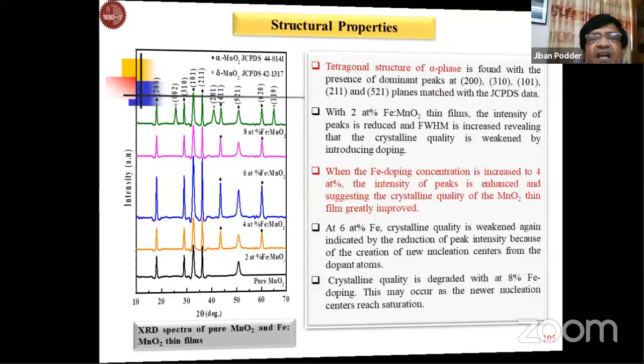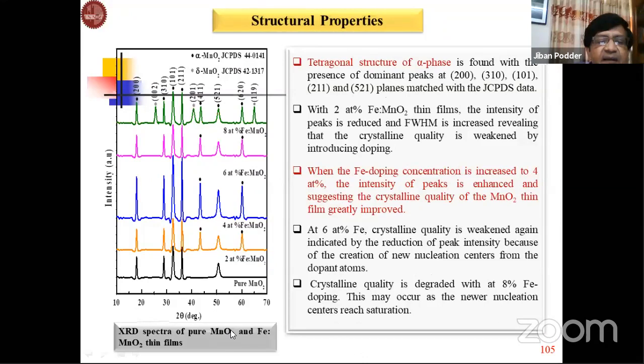In the XRD, these manganese oxides have a tetragonal structure. We calculated the structures and lattice parameters, everything. In the 2% film the peak intensity is reduced, revealing that the crystallite quality is weakened by introducing the doping. But when 4% iron is doped, the peak intensity is enhanced. Although these peaks are very sharp, when you calculate the crystallite size, it gives good quality at 4%, greatly improved over other concentrations.